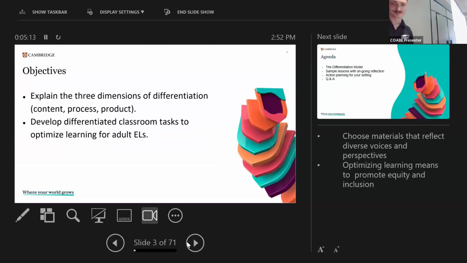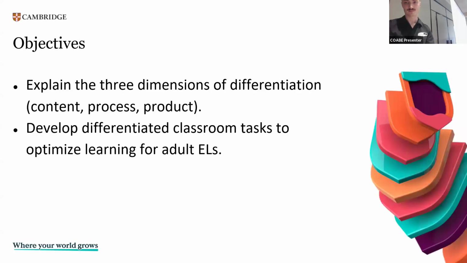So we're going to think about the three dimensions of differentiation. Raise your hand if, when I say Tomlinson and Imbeau, those names mean something to you? Okay. A model for differentiation that's used a lot in K-12, but we're going to see how that works in working with English learners. I've been doing a lot of workshops on differentiation, and a lot of workshops on equity and inclusion, and it dawned on me that there's a big intersection between the two.